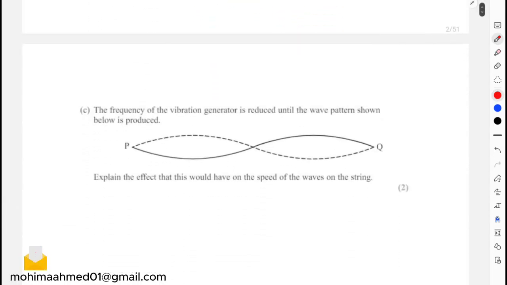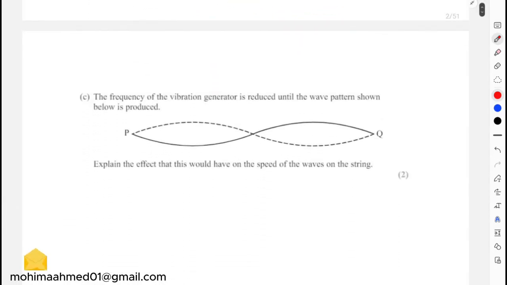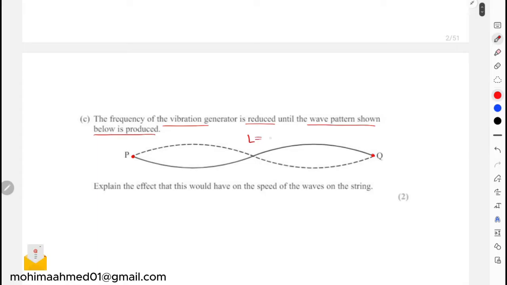Okay, then we'll move on to part C. Part C was related to part A, so that's why we attached that part A over here. The frequency of the vibration generator is reduced until the wave pattern shown below is produced. This time I can understand this is one complete wavelength, right? Obviously, as we are using the same string, the length will not be changed. So the length is still 1.7 meter, and now it is creating one wavelength. So the entire length is now used to create one lambda. That means now lambda is 1.70 meter.